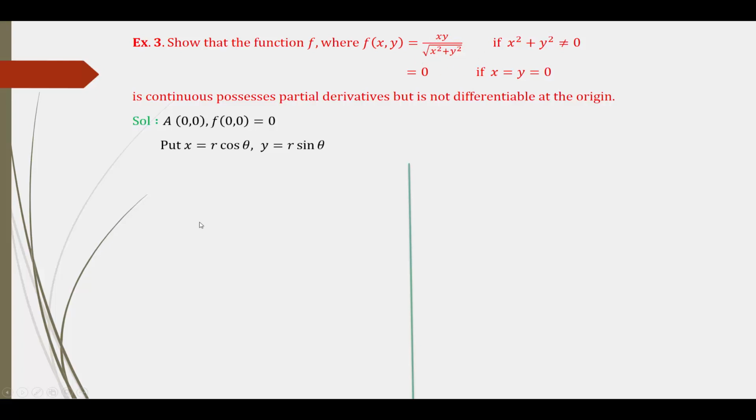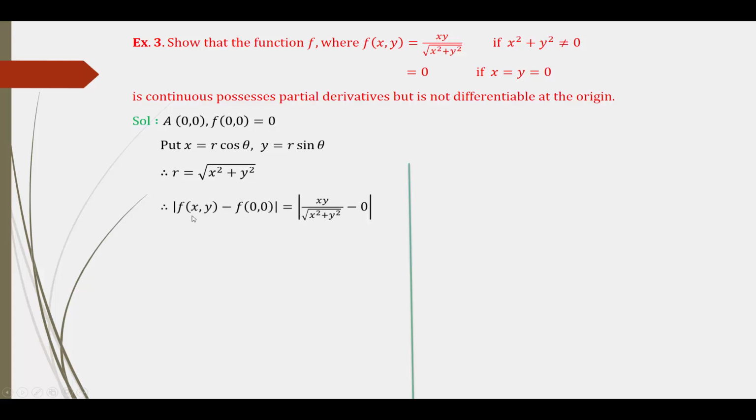Now put the value in this function using the epsilon-delta definition. For that, put x equal to r cos theta and y equal to r sin theta. Squaring both terms, x square plus y square is r square cos square theta plus r square sin square theta. Taking r square common, cos square plus sin square is 1, so x square plus y square equals r square. So r equals the square root of x square plus y square.